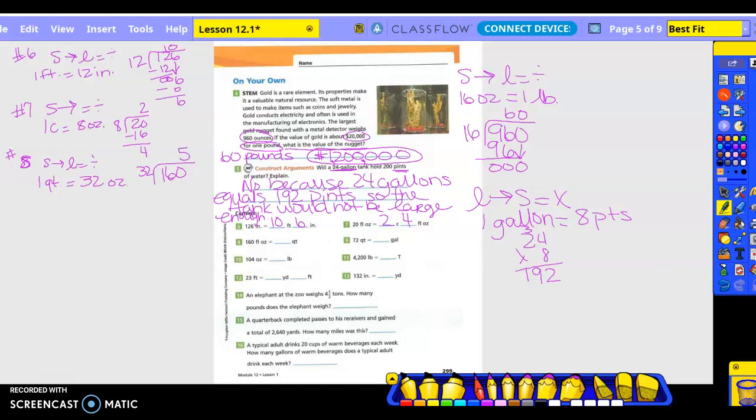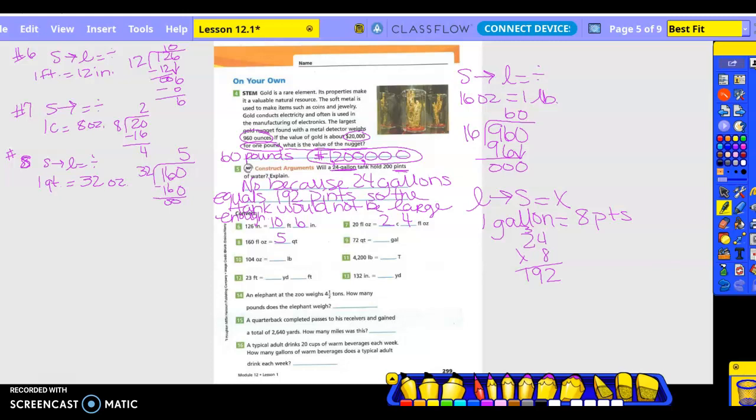So 5 times 2 is 10. Put the 0, mentally carry the 1. 5 times 3 is 15, plus 1 is 16. So do we have anything left over? So our answer is 5 quarts.